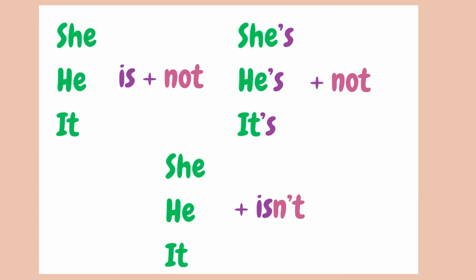We can say she is not, he is not, it is not, or we can contract them. She's not, he's not, or it's not. We can also make a contraction with the words is and not to make isn't. She isn't, he isn't, it isn't. All of these statements mean the same thing. She is not, she's not, and she isn't all mean the same thing.